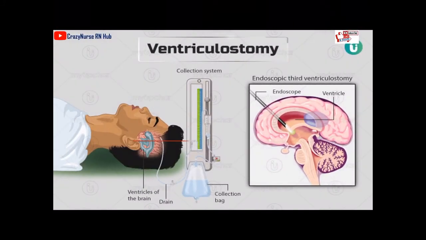So here is the ventriculostomy. So there is an opening made in the skull of your patient in order to drain excess CSF from the ventricles, thus decreasing the amount of CSF in the brain, and thereby it would decrease intracranial pressure.